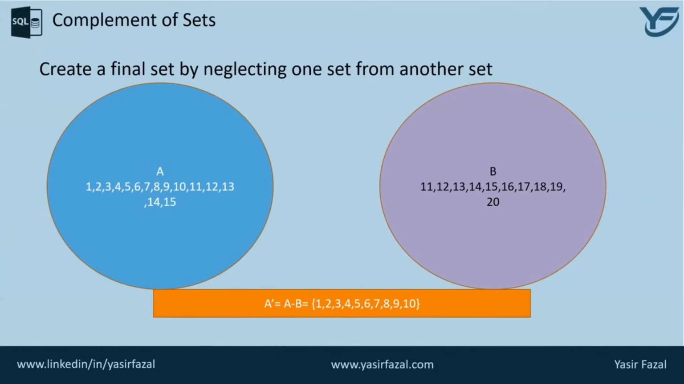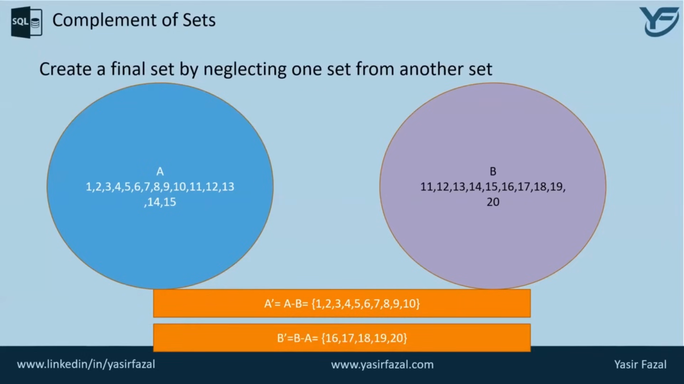Here it means all the numbers that are present in set A, which are from 1 to 10, should be written down here, and all the values which are common in A and B will be neglected, and all the other values which are present in B but absent from A will not be written in the final set. Same case, if I would like to write down the B complement, I need to write down all those elements which are present in set B but absent from set A, and all the values from set A will be ignored.